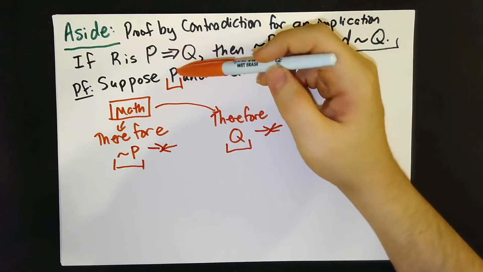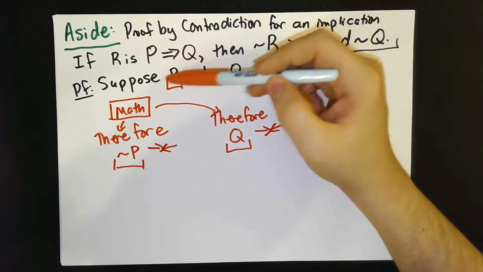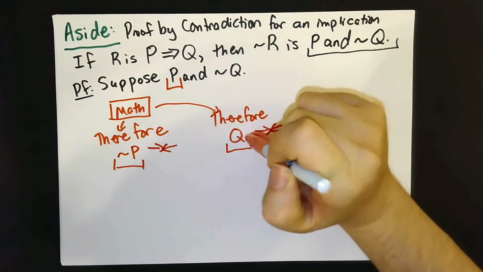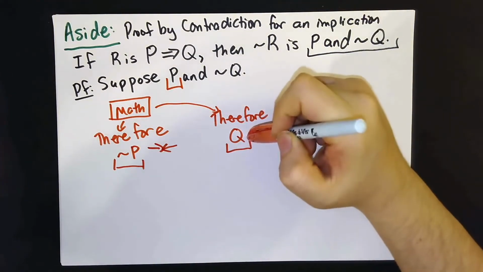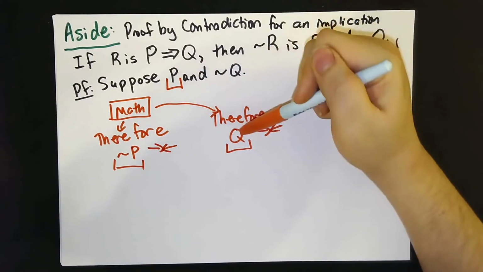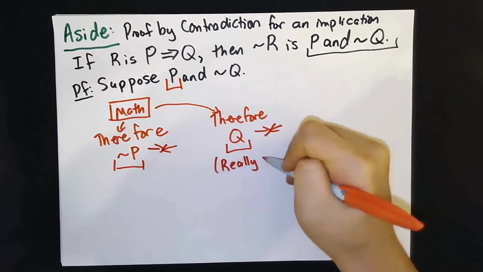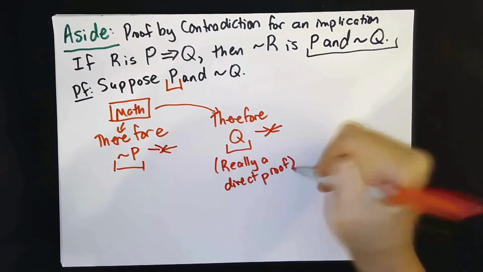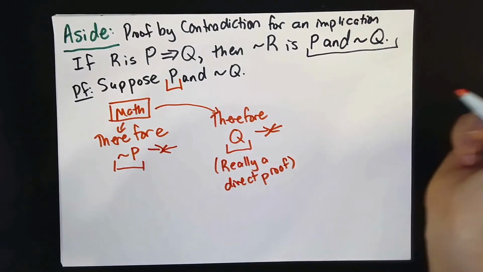You start with supposing P and not Q, and you eventually get to Q. What did you really do? Well, you really supposed P and proved Q. That is, what you really did is you took a direct proof and you wrote it in a complicated way.